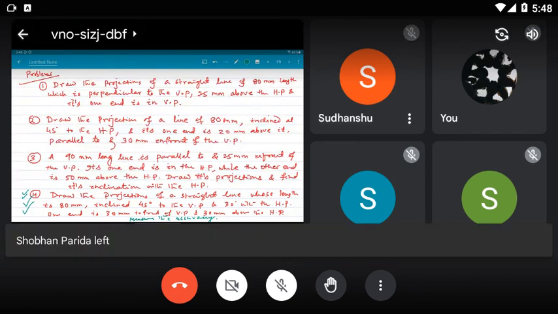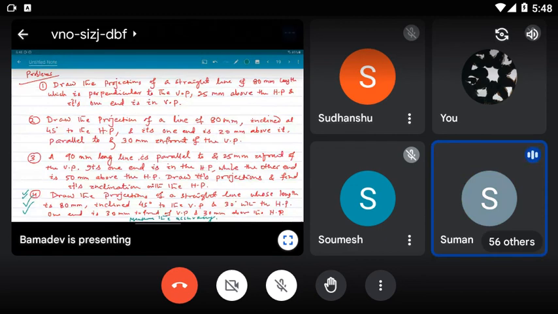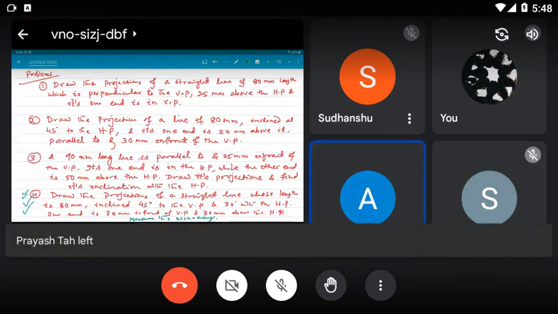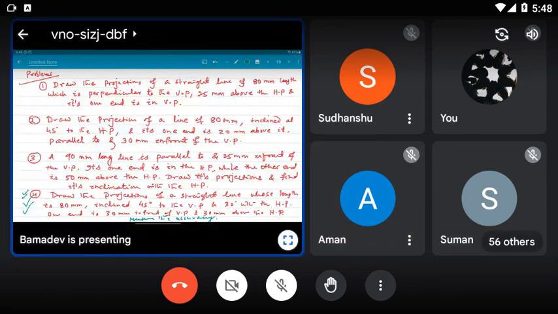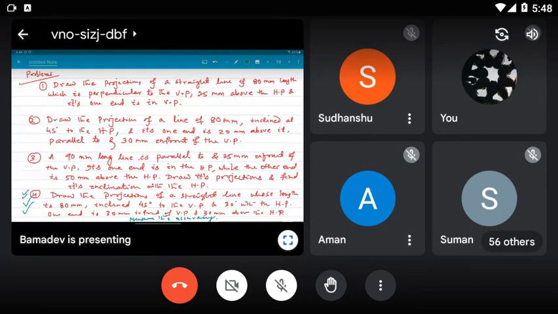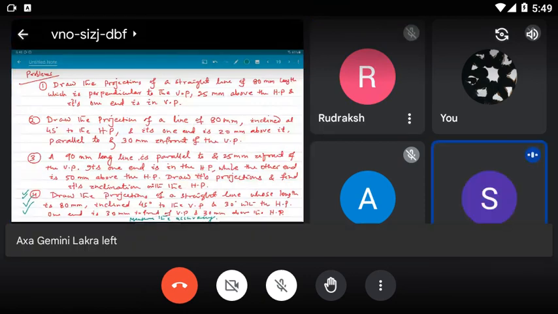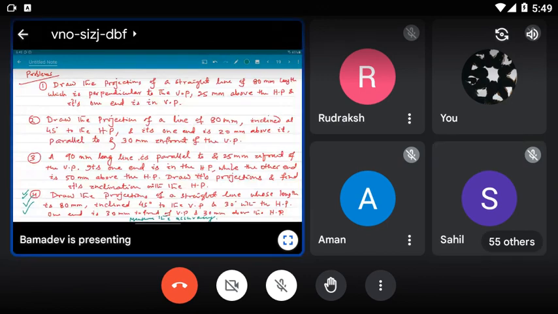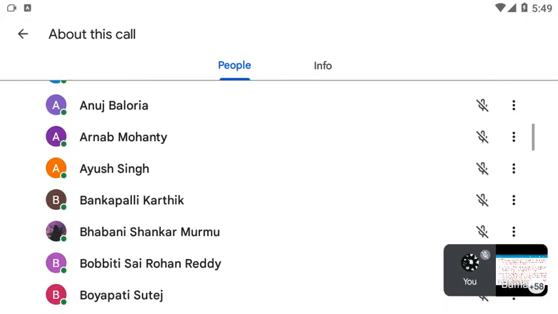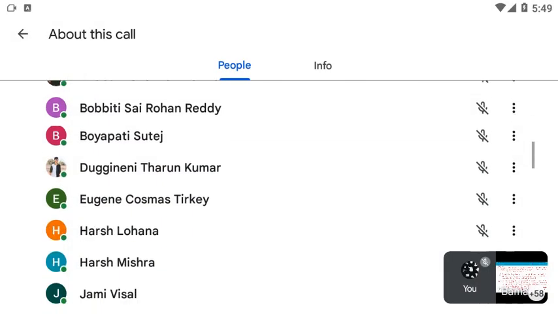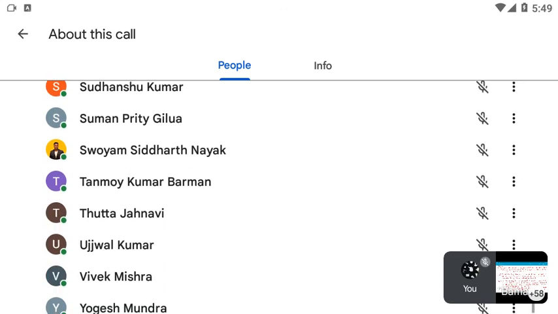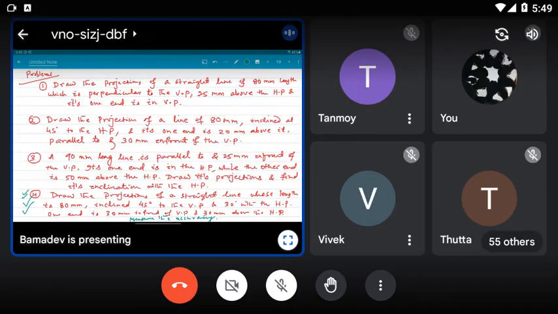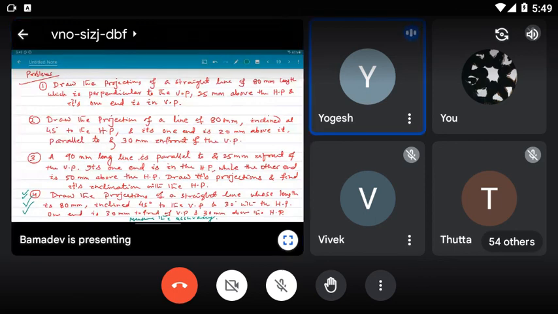61, present, sir. 62, yes. 63, present, sir. 64, yes, sir, present. 65, present, sir. 66, present, sir. 67, present, sir. 68, present, sir. 69, Vivek Mishra, present, sir. 70, present, sir. 70 is the last, no? Or 73 is the last? So 70. Okay.